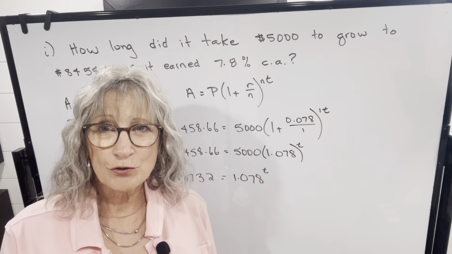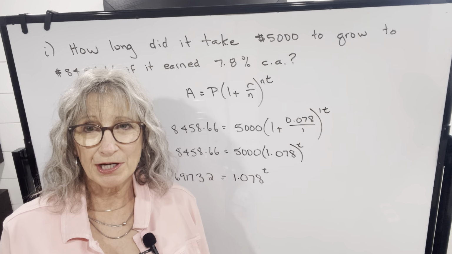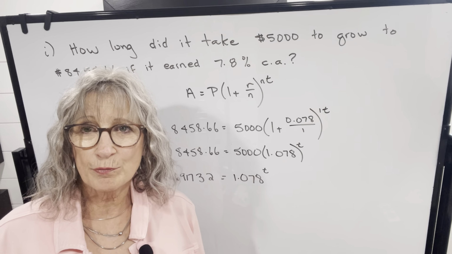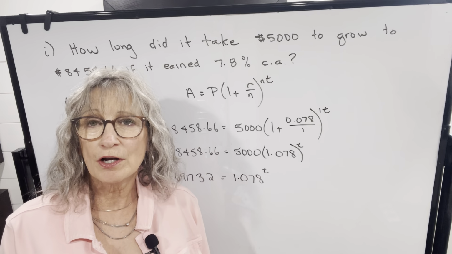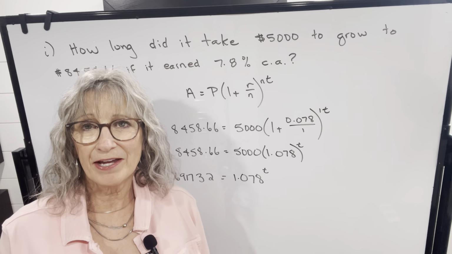Your calculator has two bases for logarithms, base 10 and base e, which is called the natural base. In business, it makes sense to use base e, or the natural base. So we're going to take the natural log of both sides of the equation. The notation for natural log is ln.